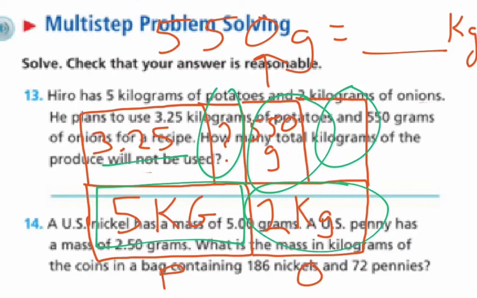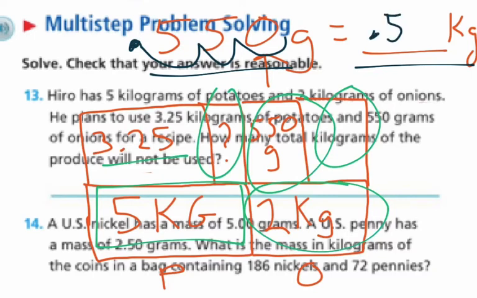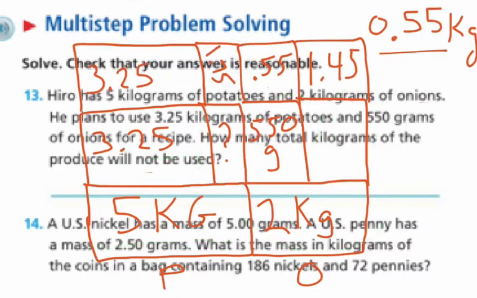So first thing I want to do is convert 550 grams into kilograms. So if my grams are going here, I'm going to divide it by 1,000, or do a triple shift to the left with my decimal point, and that leaves me with 55 hundredths kilograms, or 0.55 kilograms. So once I have that, I plug all that into my model.